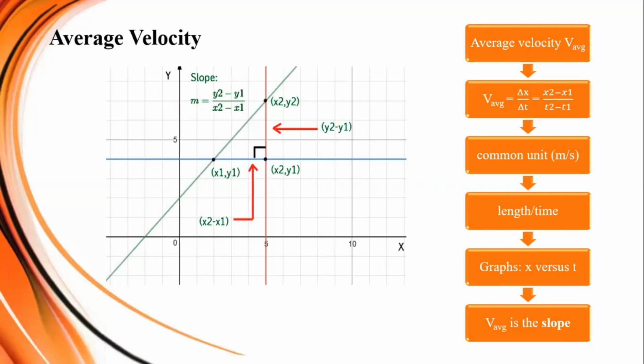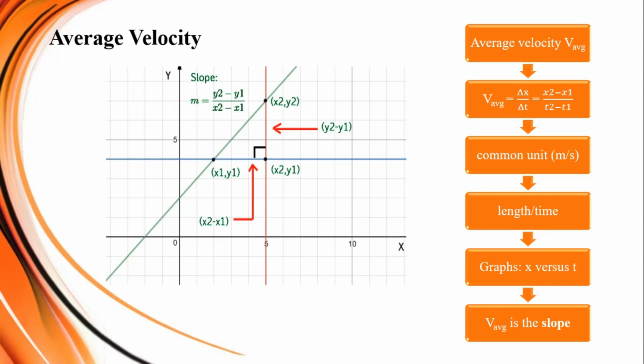Average velocity. Average velocity, v average, is the ratio of the displacement Δx that occurs during a particular time interval Δt to that interval. v average equals Δx over Δt, which equals x2 minus x1 over t2 minus t1. A common unit for v average is meter per second. You may see other units in the problems, but they are always in the form of length over time.